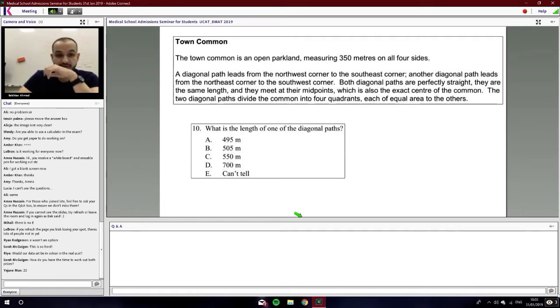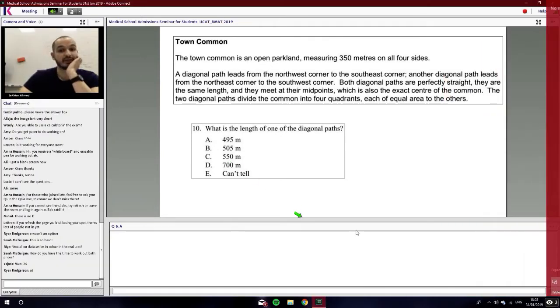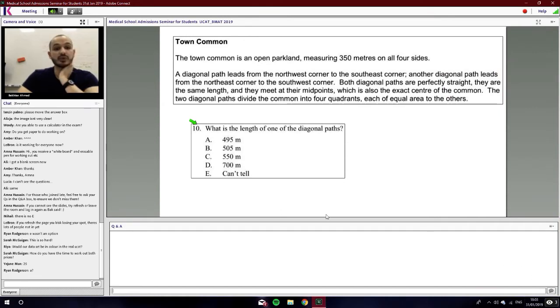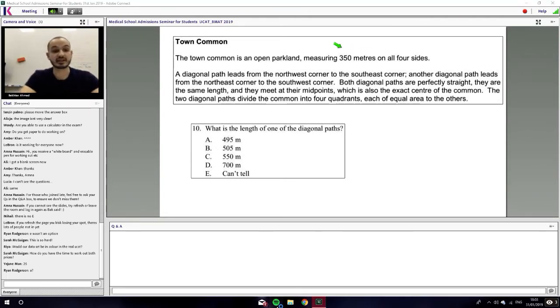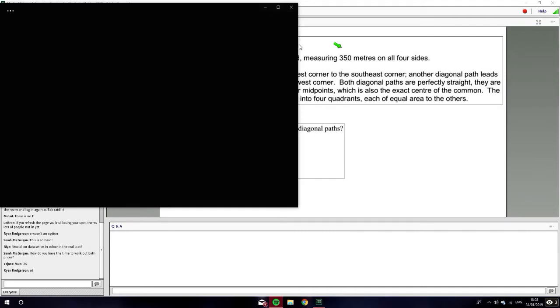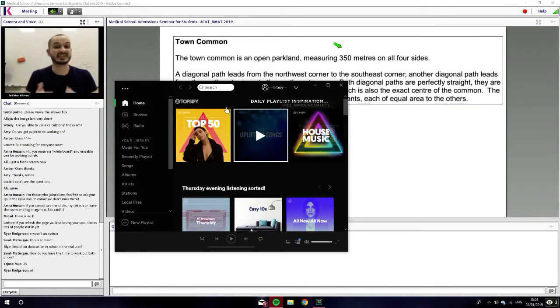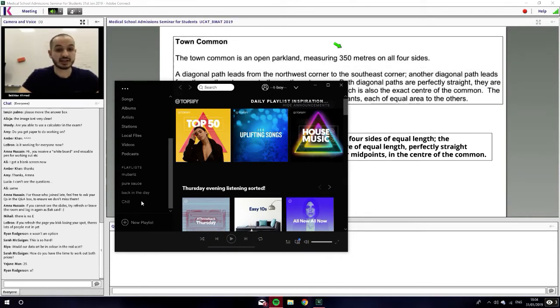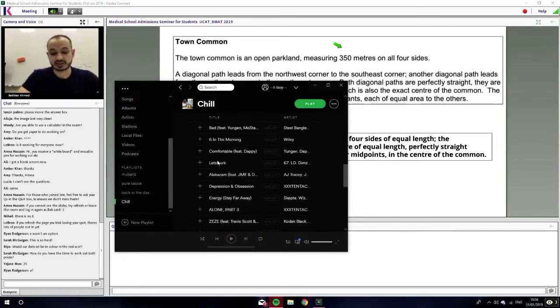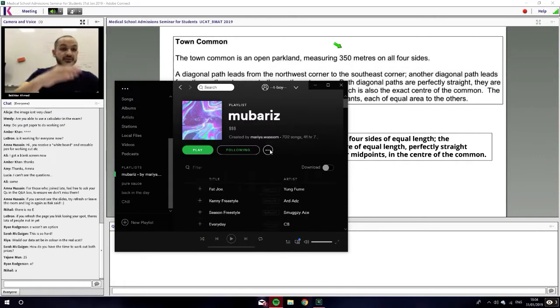Right, so let's go through it. Let's read the question: what is the length of one of the diagonal paths? We are told that this park is 350 meters on all sides. So it's a square of 350 meters. This would be a perfect opportunity for you guys to use your noteboard, draw a square, draw a diagonal, and you would be able to see this is basically Pythagoras that you're doing. So one thing you want to do is find the square root of the sum of both the square sides.